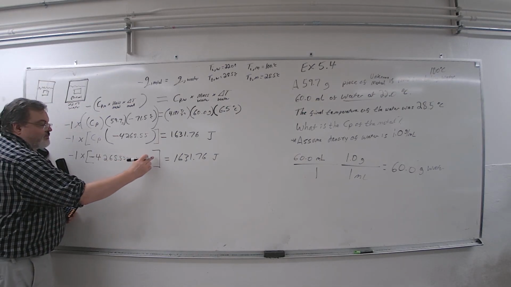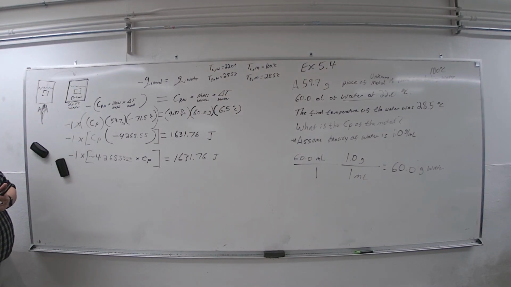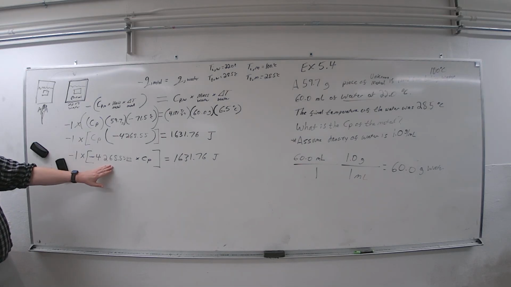This is going to be joules per gram per degree C. I just haven't written it in. Okay. Now if I move the -1 in there, can you see that I can just get rid of the negative?